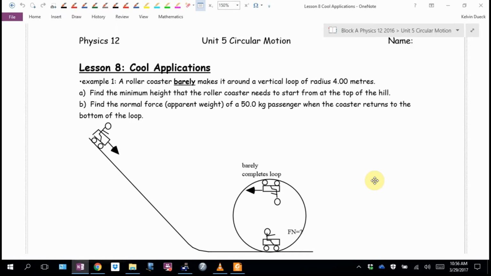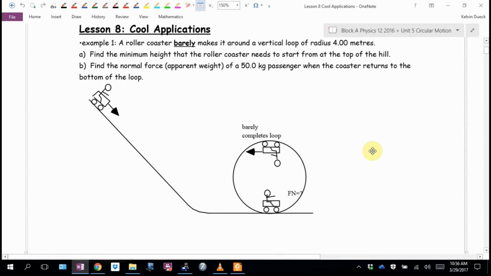A roller coaster barely makes it around a vertical loop of radius 4 meters. A says, find the minimum height that the roller coaster needs to start from at the top of the hill. B says, find the normal force or the apparent weight of a 50-kilogram passenger when the roller coaster returns to the bottom of the loop. What does A want me to find? Height, minimum height.